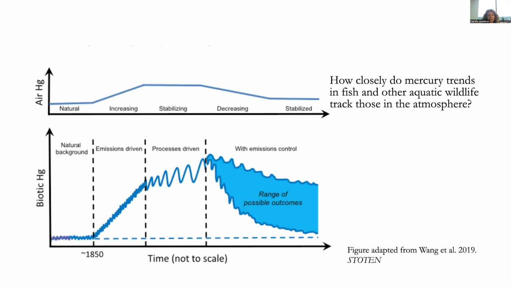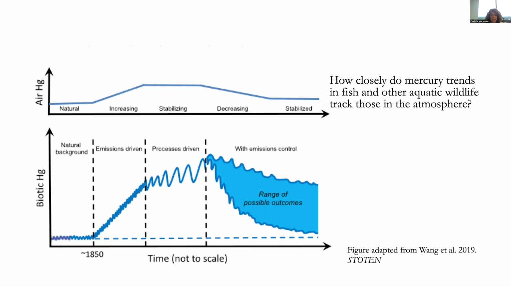So some of you might be familiar with this figure. It's been around, I think, since 2009, but it was updated in 2019. And this is just a conceptual diagram of the relationship between air mercury concentrations, so atmospheric mercury concentrations, and the concentrations in biota. And as you can see, in 1850 or so, humans really began increasing the mercury concentrations in the atmosphere. And then we saw a steady incline as well in the biota.